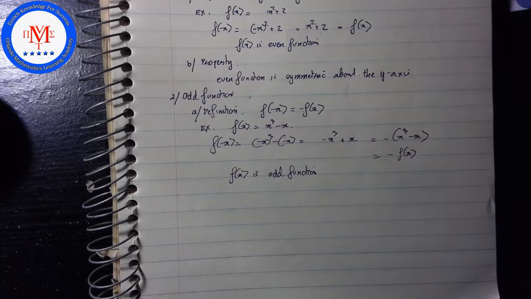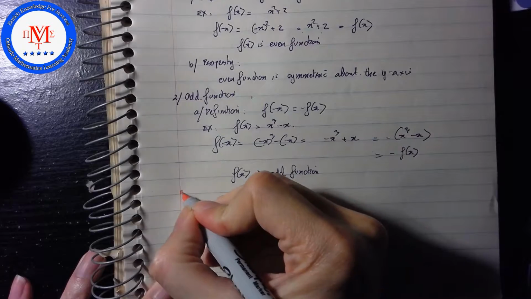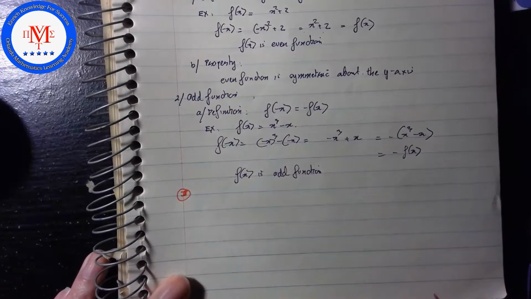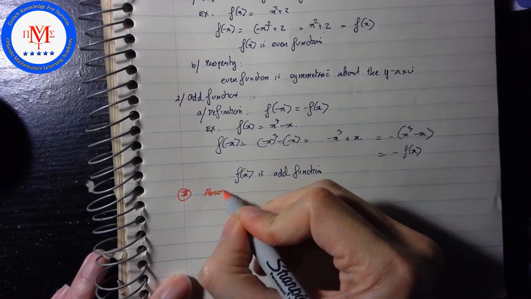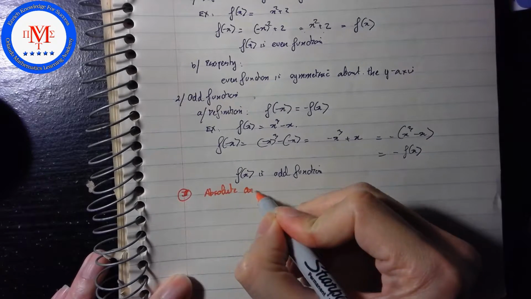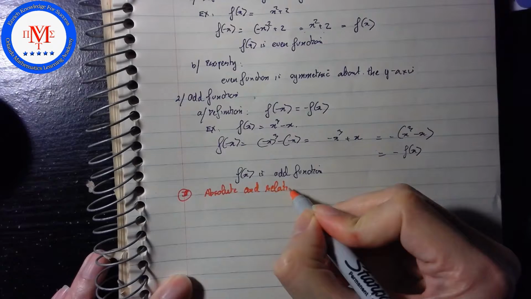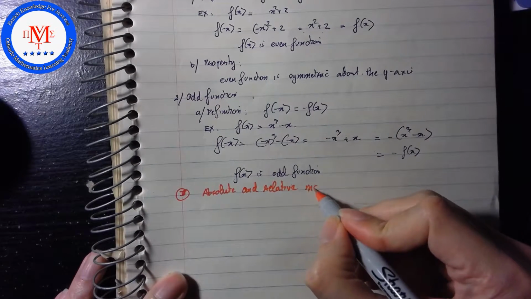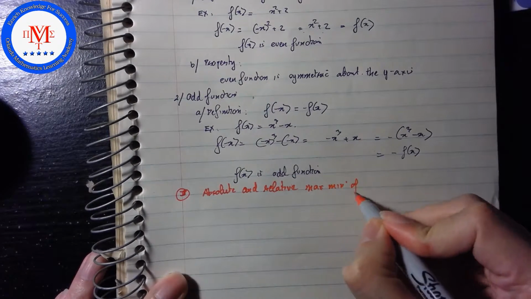It is also about the graph of the function. In this part of the lecture, I want to talk about the highest point of the graph and the lowest point of the graph, and when this is called a relative maximum point, and when this is called an absolute maximum point. Okay, so number 3, absolute and relative max and min of a function.